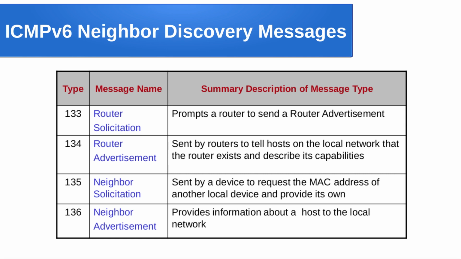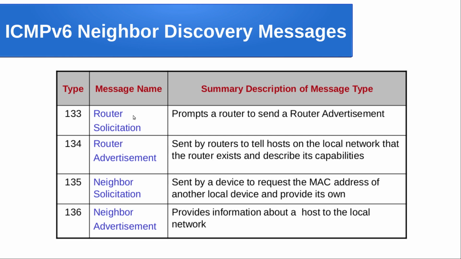Router solicitation, that is type 133, prompts a router to send a router advertisement. This is actually a request message: I want to know the information of the nearest router, so I am sending a request message. Router advertisement is sent by the routers to tell the hosts on the local network that the router exists and to describe its capabilities. Whenever the nearest router gets the router solicitation message, it replies with an advertisement saying that it exists and these are all its capabilities.